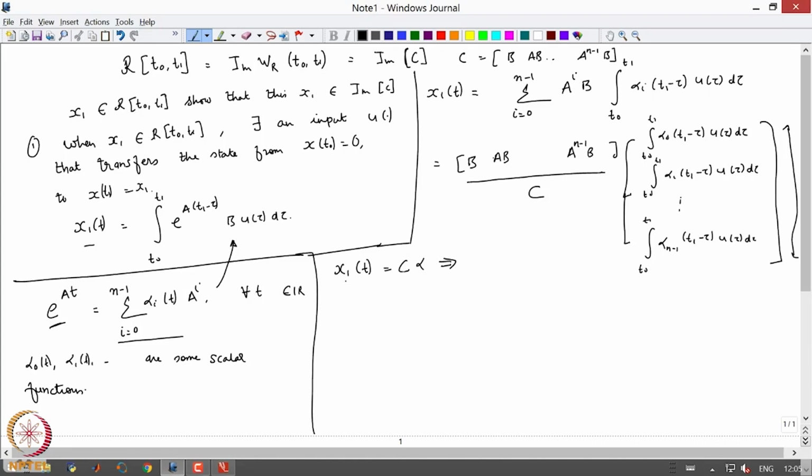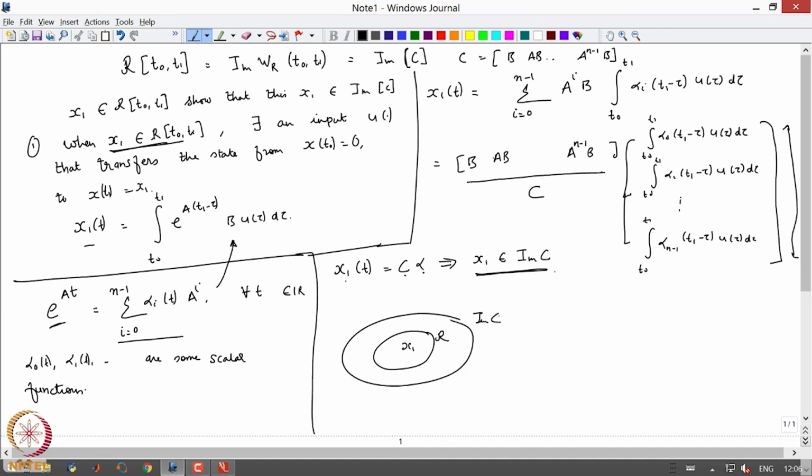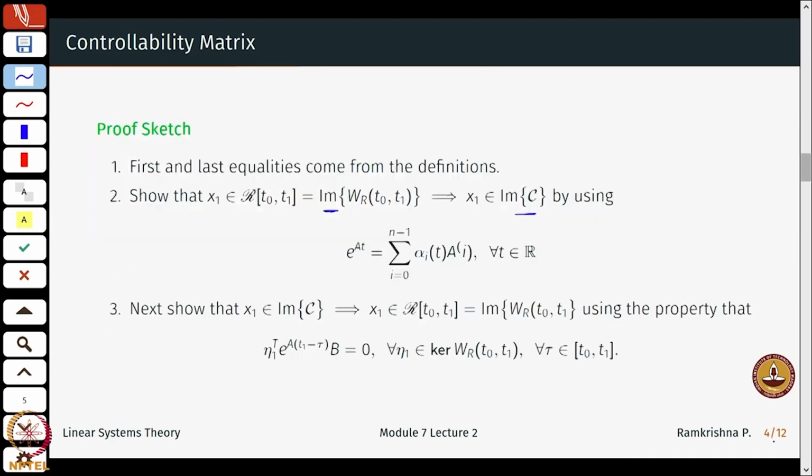So, this means that x 1 comes as a result of this vector alpha transforming via this map C, this linear transformation, which means that x 1 is also now in the image of C. So, this x 1 which was in the reachable set, we have now proved is also in the image of C. So, the first step of the proof is now complete. We showed this by making use of this expansion of e power a t.